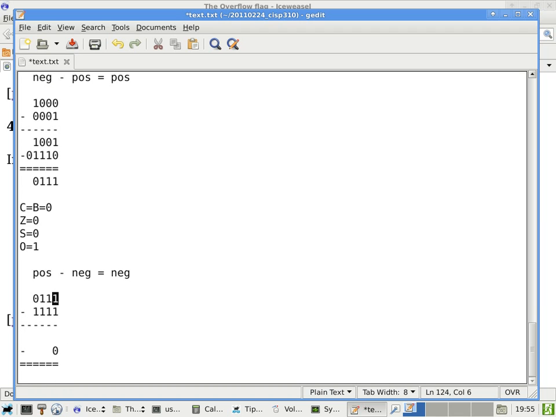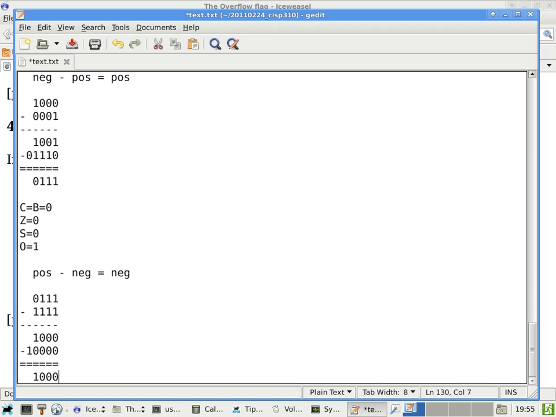Okay, 1 minus 1 is 0 with no borrow. 0 minus 0 is 0 with no borrow. I would just put a 0 here. I could have just left it blank, but putting a 0 here is more consistent. 1 minus 1 is a 0. 0 minus 0 is a 0, and neither subtraction generated any borrow. 1 minus 1 is a 0. 0 minus 0 is a 0, and neither generated a borrow. 0 minus 1 is a 1 with a borrow. 1 minus 0 is a 1.